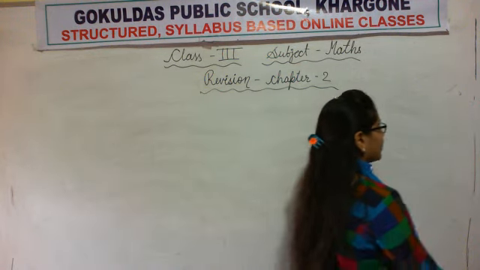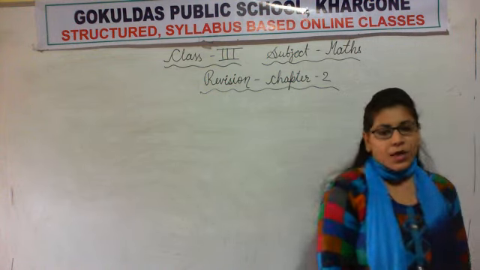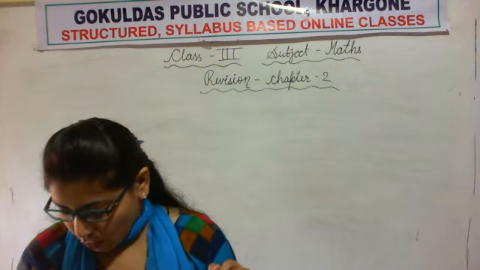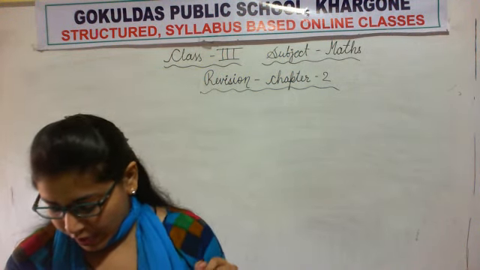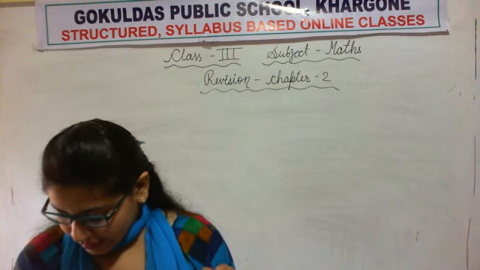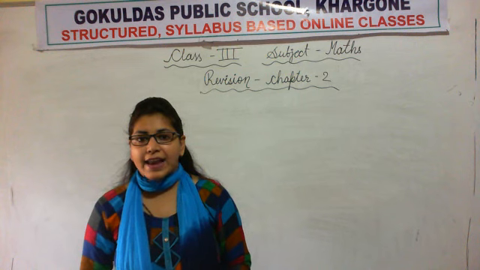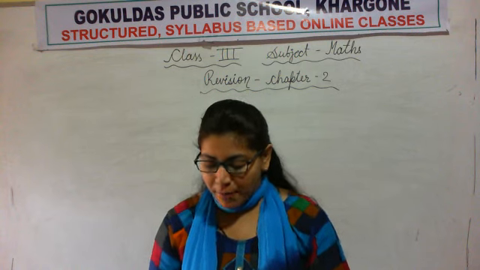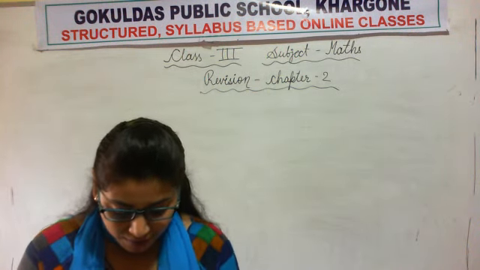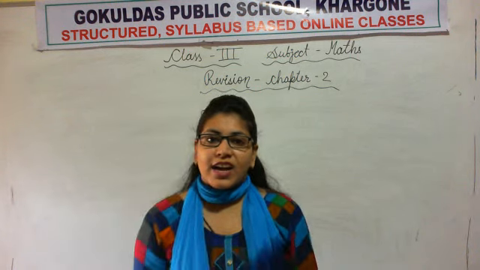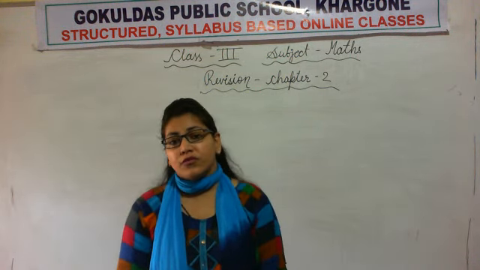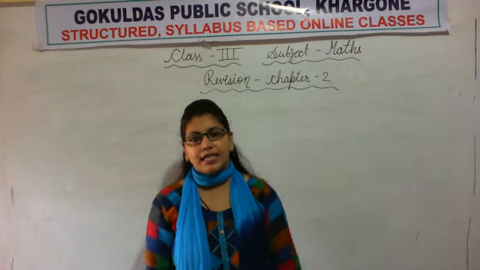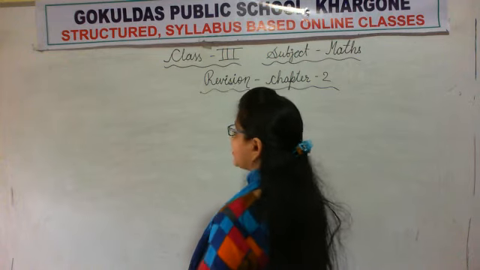So, in our previous lectures, what have we done? We have learned all the concepts of chapter number 2. What is chapter number 2? Chapter number 2 is addition, and we have learned properties of addition, column wise addition, expanded form addition, word problems, 2-digit addition, 3-digit addition, addition with regrouping and addition without regrouping. So we have learned all the concepts. Now it's time for revision.